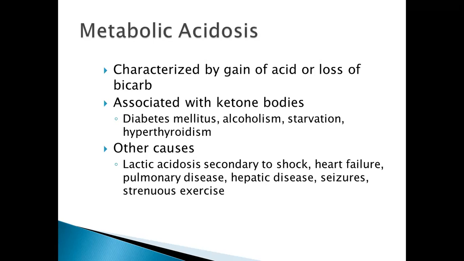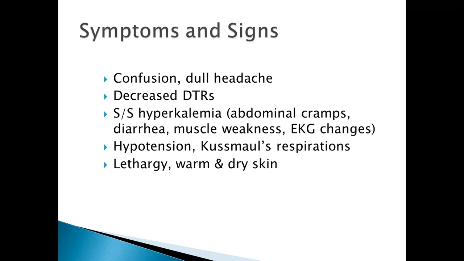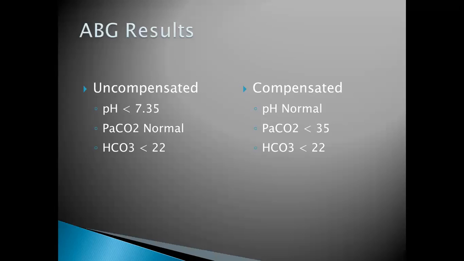Metabolic acidosis. It is characterized by gain of acid or loss of bicarbonate associated with ketone bodies, which could be due to diabetes mellitus, alcoholism, starvation, or hyperthyroidism. Other causes are lactic acidosis secondary to shock, heart failure, pulmonary disease, hepatic disease, seizures, strenuous exercise. Signs and symptoms: confusion, dull headache, decreased deep tendon reflexes, hyperkalemia, which might present as abdominal cramps, diarrhea, muscle weakness, ECG changes, hypotension, Kussmaul's respiration, lethargy, warm, dry skin.